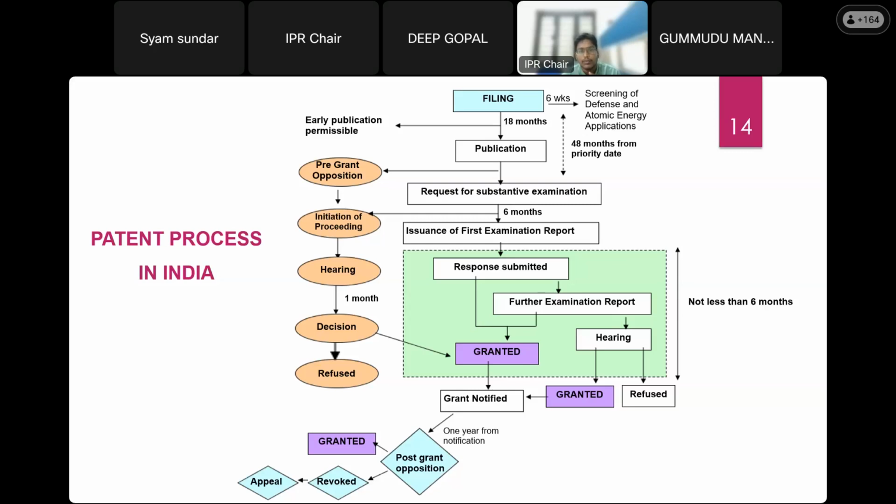And then they issue a first examination report. Once you request for the examination, they check the novelty, inventive step, industrial application, specification, and non-patentable subject matter. If you do not comply with that, they will issue an office action. That is called the first examination report. They will send you a mail or reply saying that you need to comply with so and so.